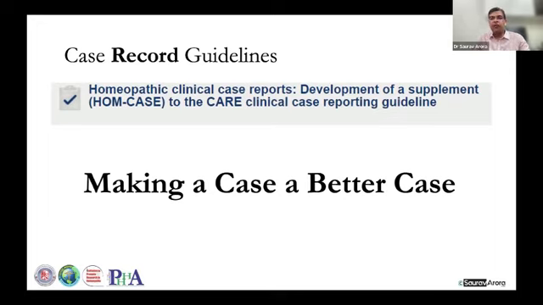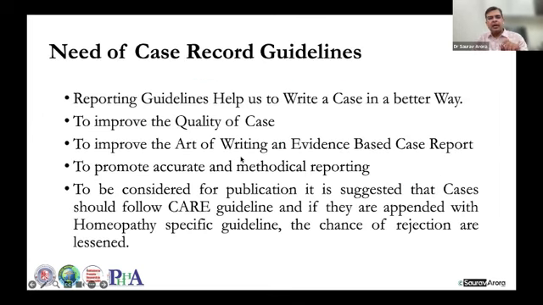So a day will come when we would have to adapt to these guidelines if we want to survive or contribute to evidence-based medicine. Now, what are these guidelines? They help us to write a case in a better way. Majority of the things we are doing, but we just need to have the codal formalities. For example, if we want to improve the quality of case, now how we can improve the quality of case, we'll come to that part later. To improve the art of writing an evidence-based case, to promote accurate and methodical reporting.